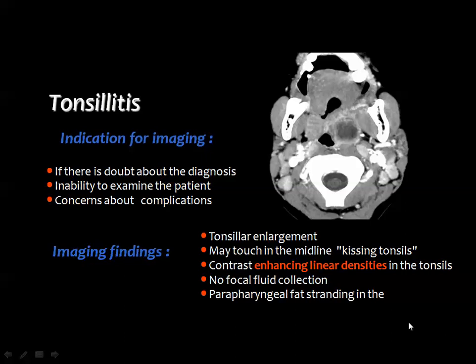And if you give intravenous contrast material, a characteristic pattern of enhancement is seen in cases of tonsillitis, which is in the form of horizontal streaks across the involved tonsil. And this is a very good example of tonsillitis on the right side and the development of tonsillar abscess on the left side.